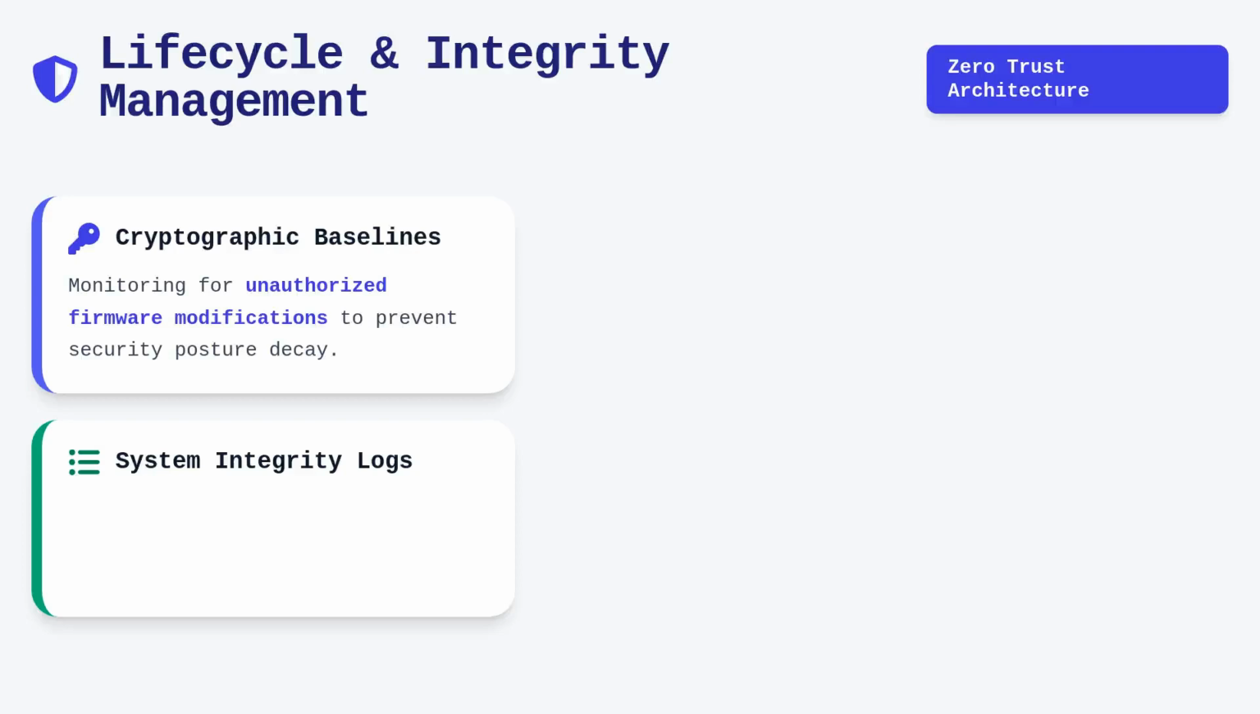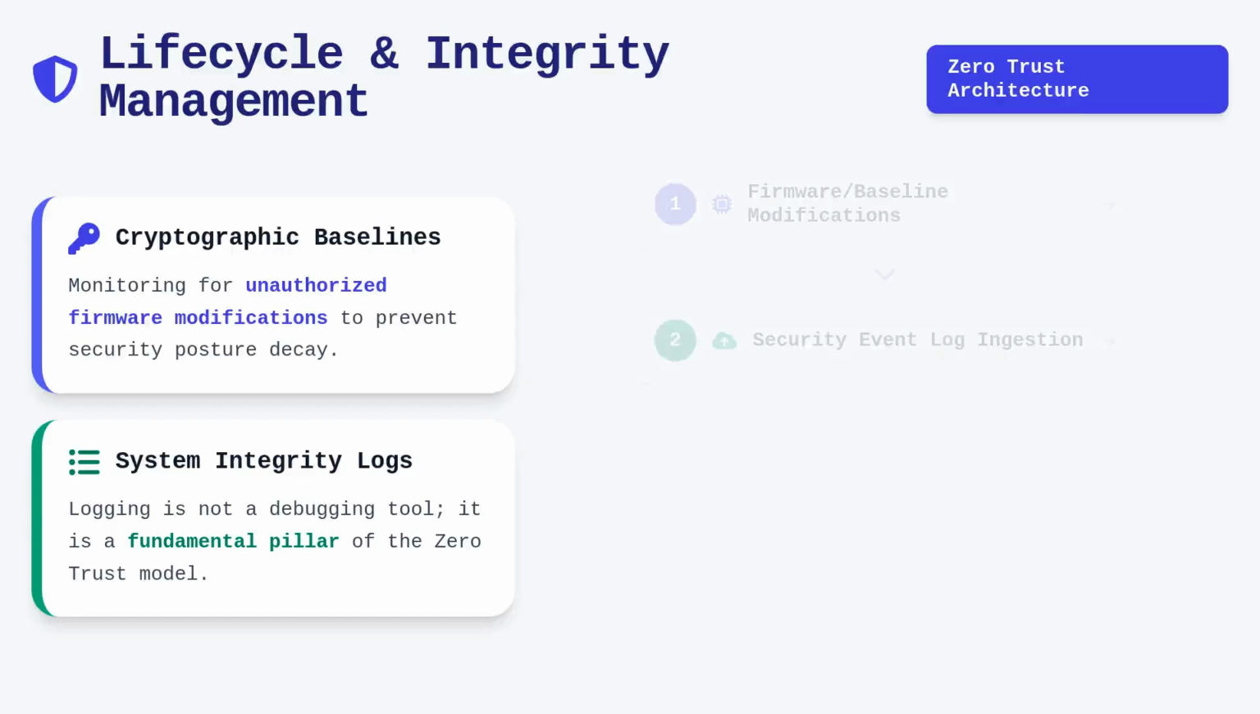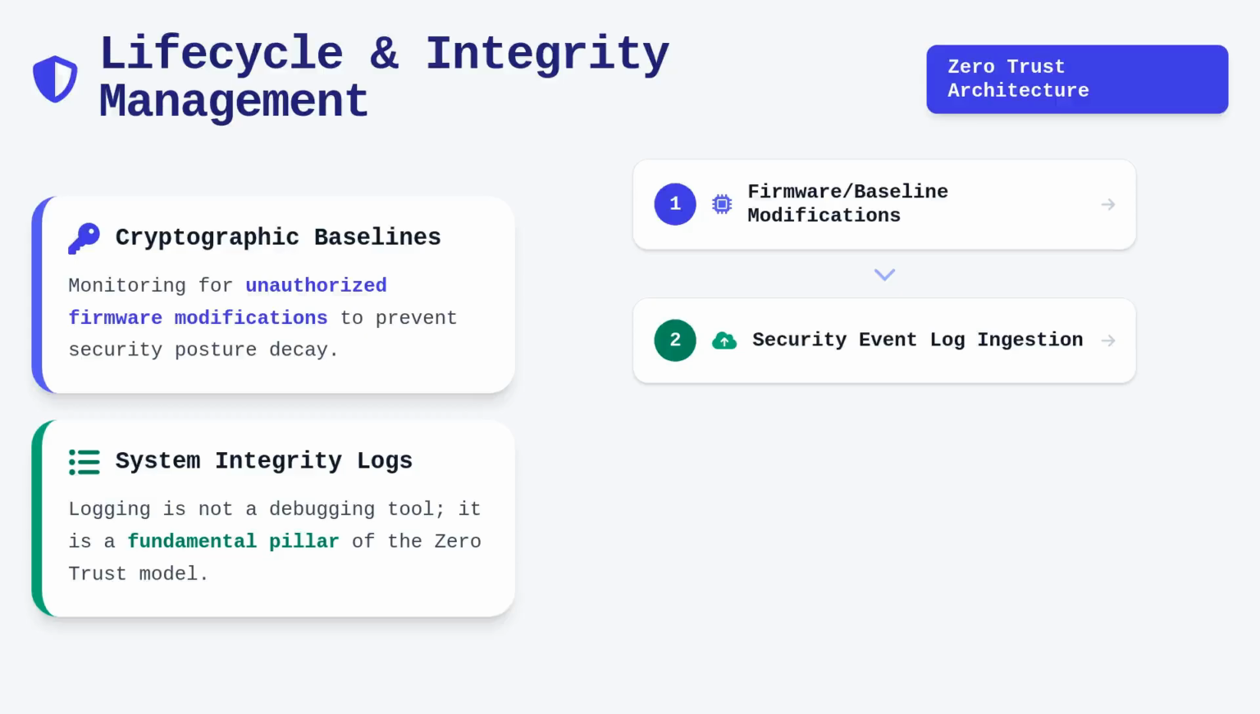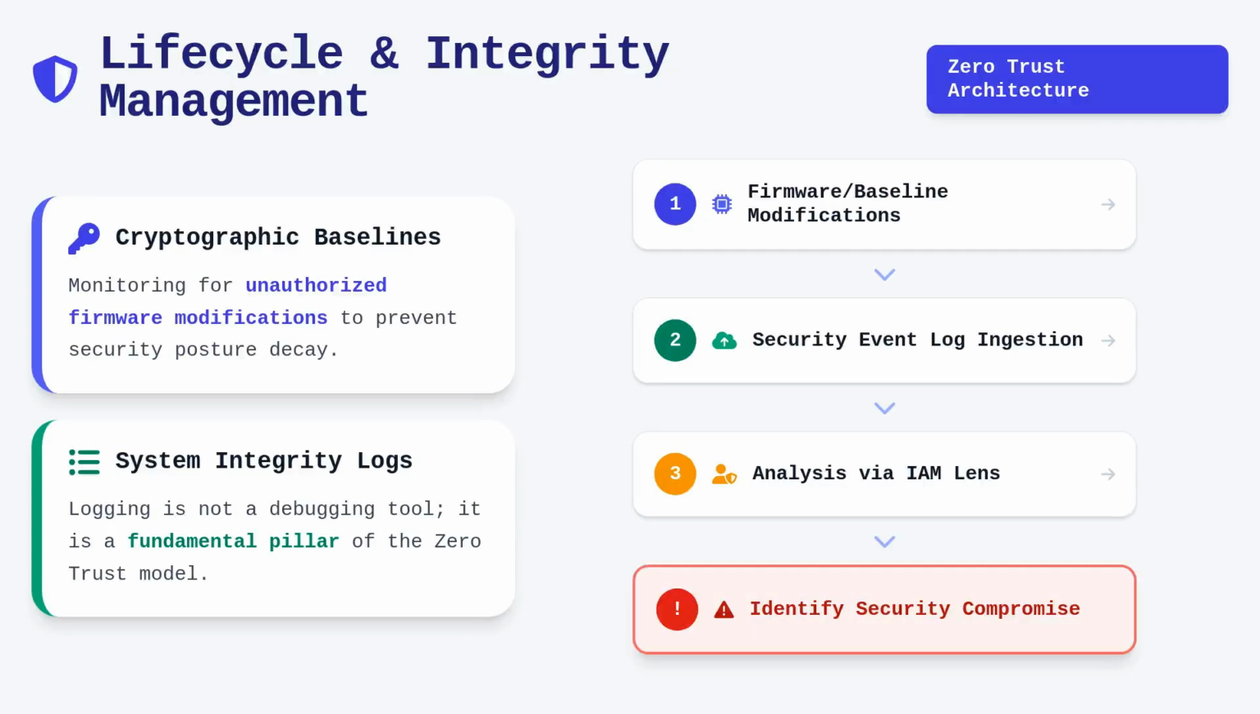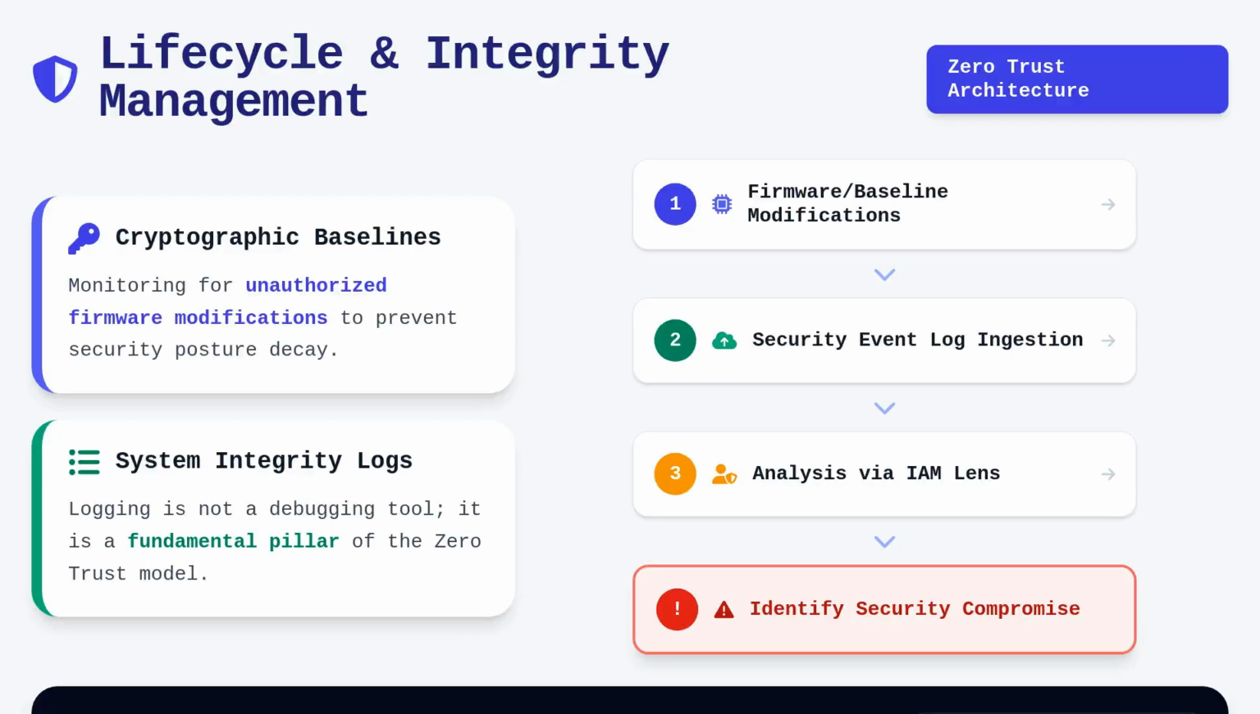Many candidates overlook the fact that logging is not just a debugging tool, it is a fundamental component of a zero-trust architecture. By evaluating these logs through the lens of identity and access management, we can identify anomalies in resource consumption that suggest a broader security compromise. You must understand which log levels provide the necessary visibility into authenticated versus unauthenticated traffic to maintain enterprise-grade security.